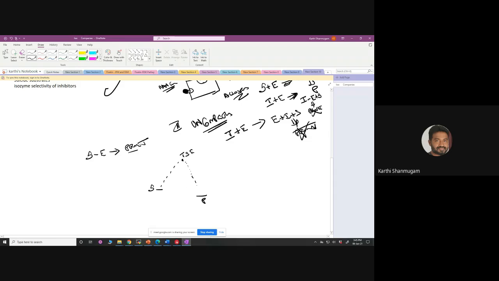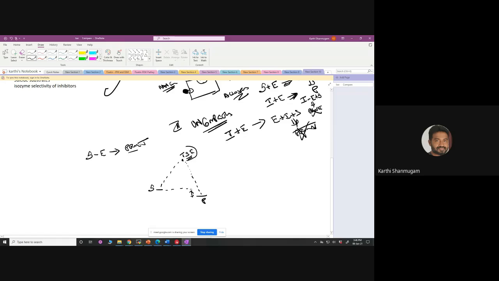So this is the energy difference between the substrate and the product. The product has lesser energy compared to the substrate. For this conversion, the system has to spend some energy, and that energy is called the transition state energy. Understandable? Yes, sir.